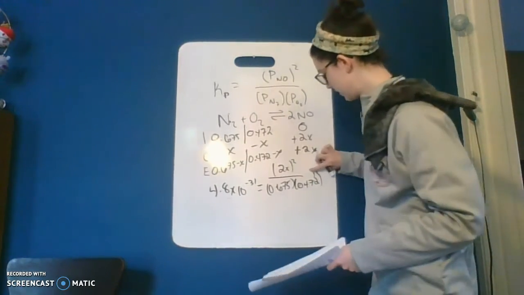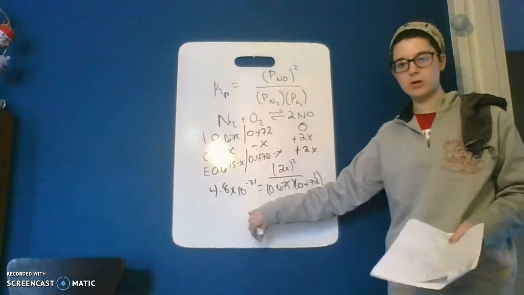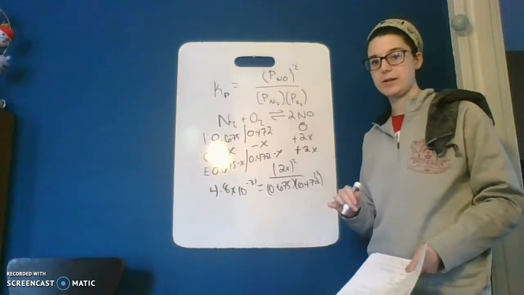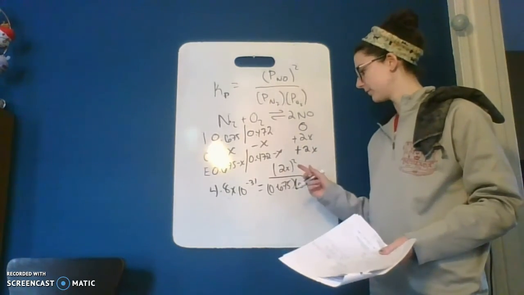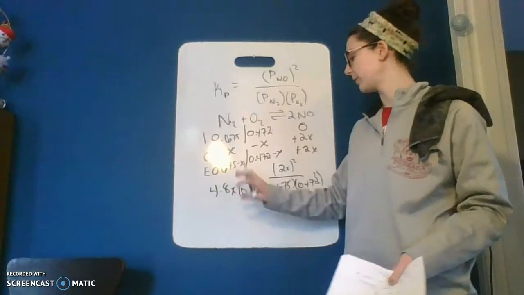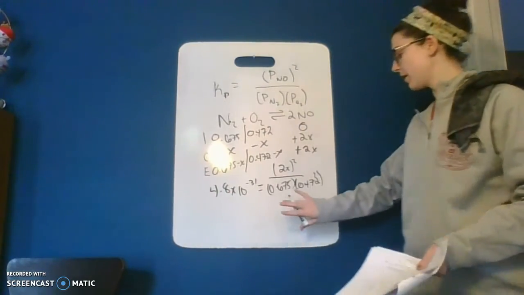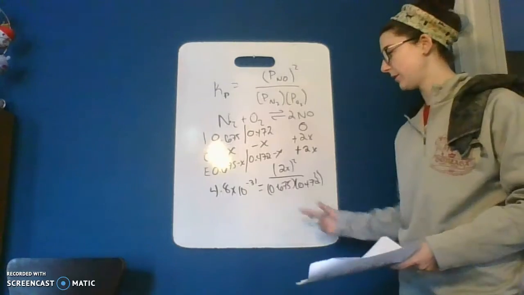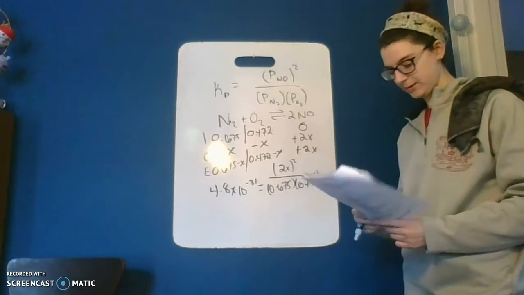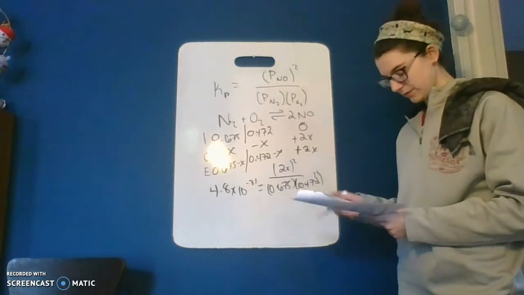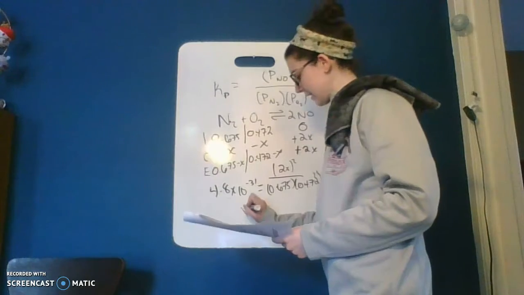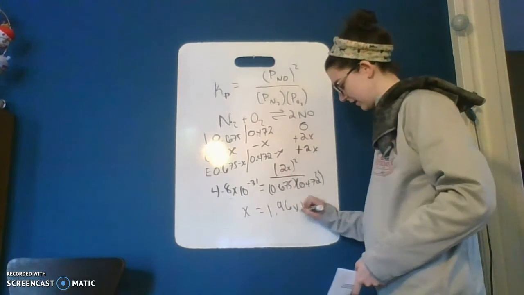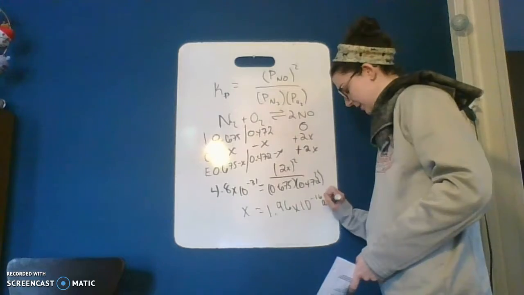0.472. Okay, so again, I have a very small K value. That means that reactants are strongly favored because this is a smaller value. So there's not going to be much change in there, so I can go ahead and ignore those 2 x's in the denominator. So if I solve for x, I get x equals 1.96 times 10 to the negative 16 atmospheres.